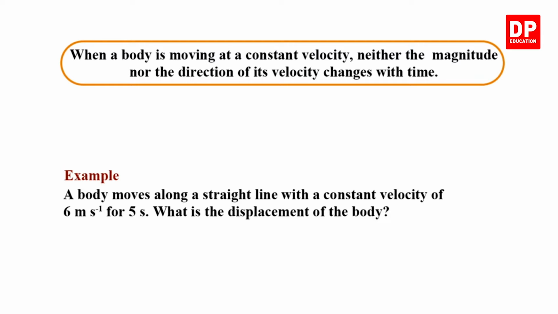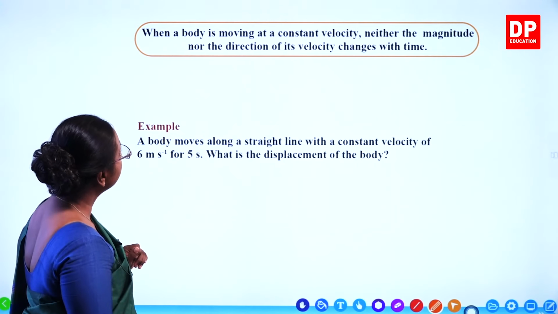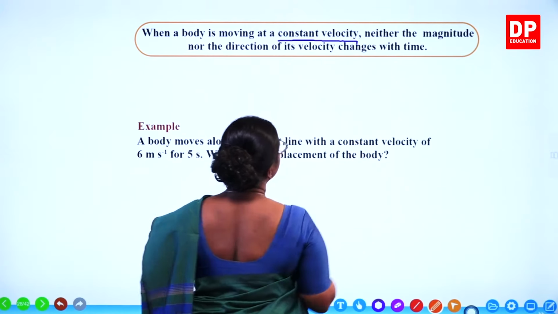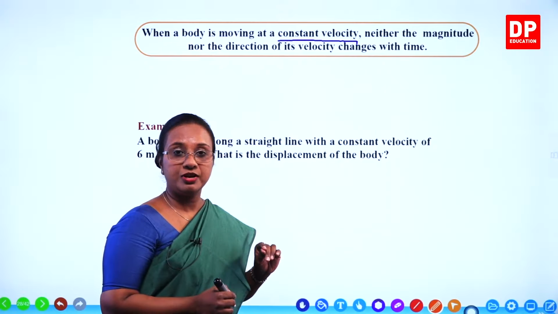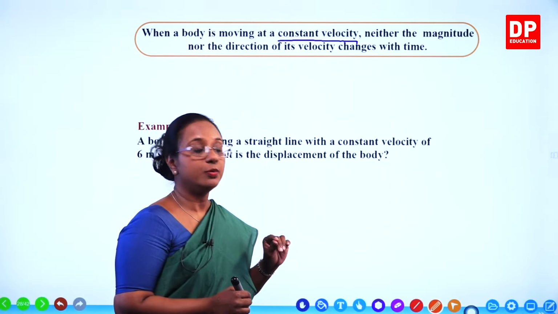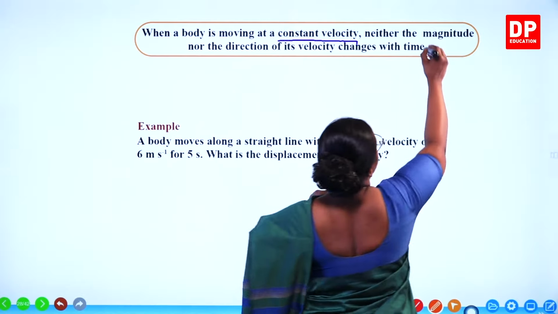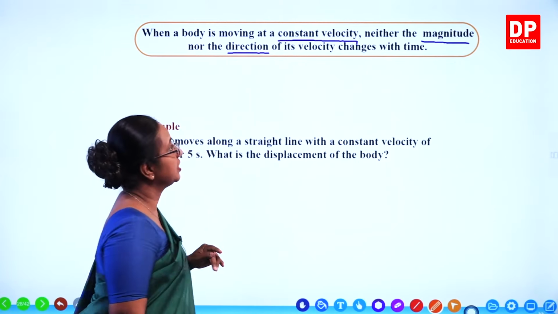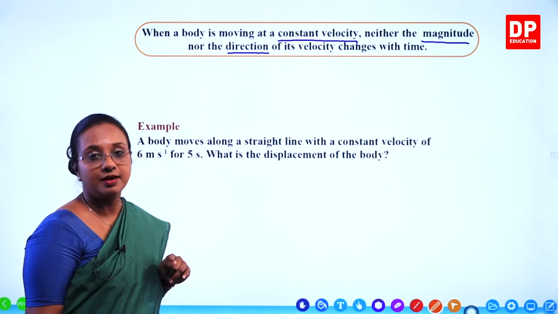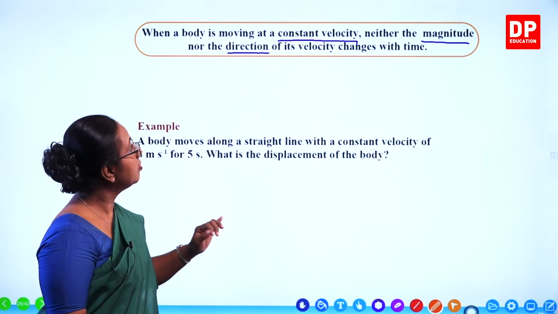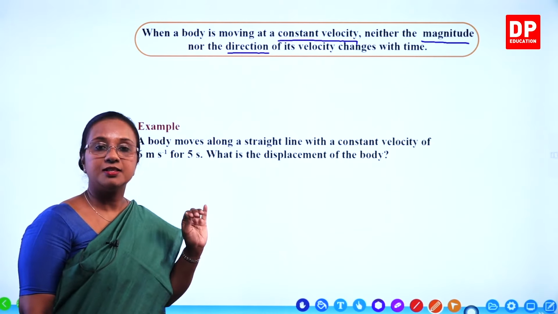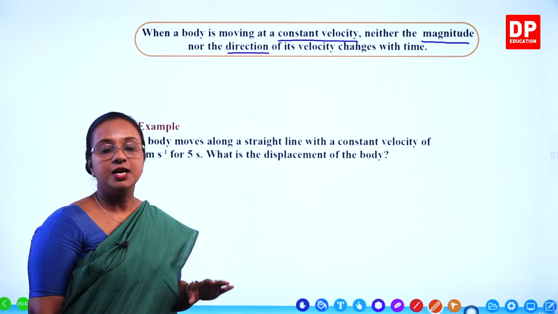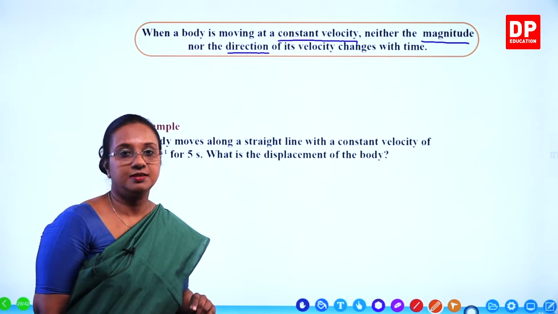So here you can see when a body is moving at a constant velocity, another term you should remember will be uniform velocity. Neither the magnitude nor the direction of its velocity changes with time. So when both the magnitude and the direction are the same, the velocity is called uniform velocity or constant velocity.